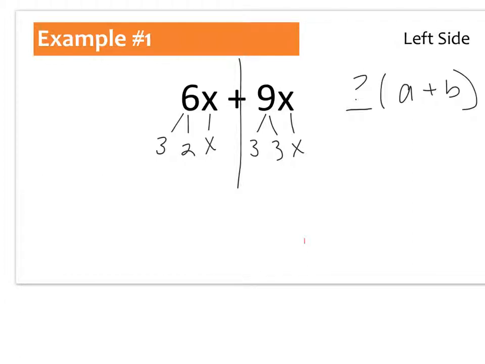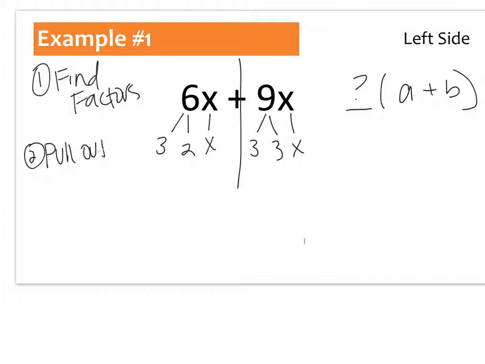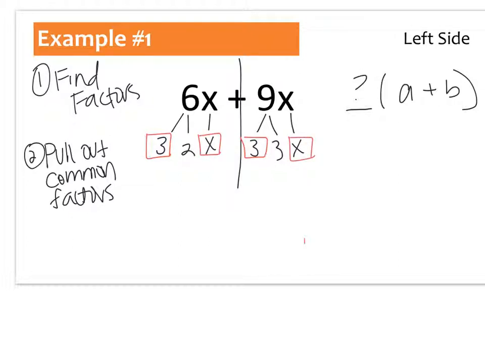So now we have to think, what can I pull out of 6x and 9x that they have in common, right? The first step is to find factors, and we already did that here. The second step is to pull out the common factors. I noticed that both of them have a 3 in common, and both of them have an x in common, right? So that's what I'm going to pull out.